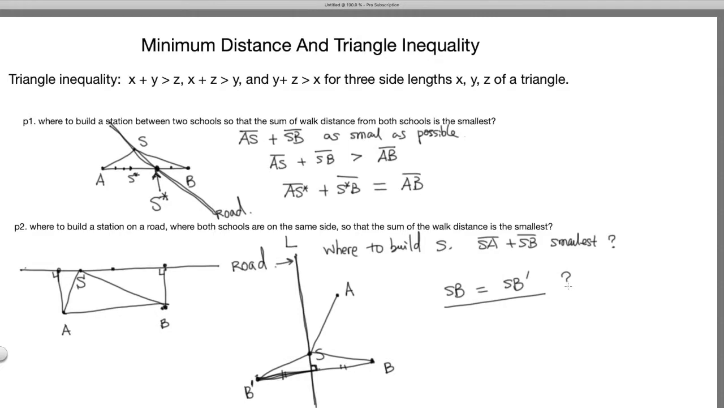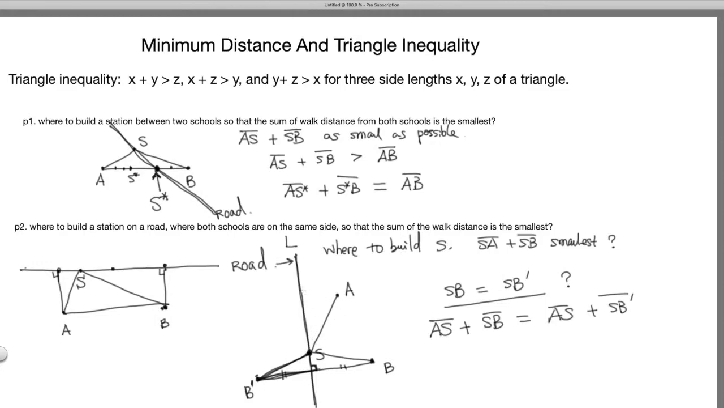Okay, why? Because that's the reflection point. When it's a reflection point, given any point there, the distance from that point to the reflection point is the same as this point, okay? Because this is the symmetric line. Everything is symmetric. That means the AS plus SB is going to be the same as AS plus SB prime, right? This SB is the same as SB prime.